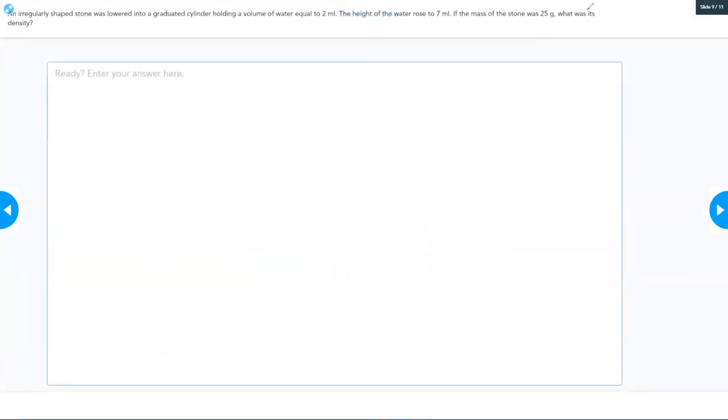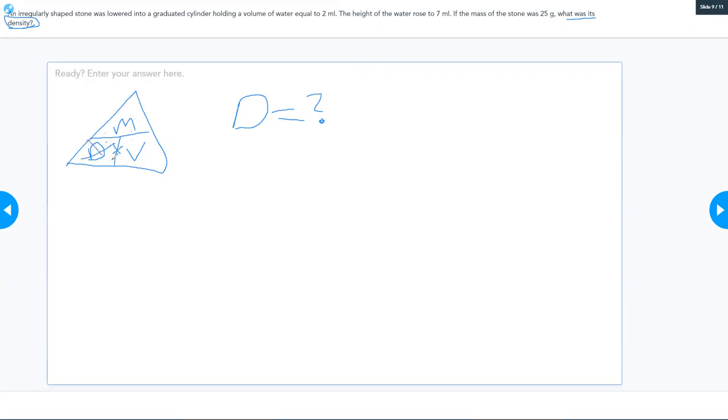So look for the question, what is its density? There we go again. We are looking for density. I know it seems redundant, but the triangle is just to keep you in your place and help you remember what you're doing. So D, M, V, remember that these are division and these are multiplication. Cross out the D, circle what's left, M over V. So we're looking for a mass and a volume. So let's read the question. An irregularly shaped stone was lowered into a graduated cylinder. So we're probably going to be doing displacement.